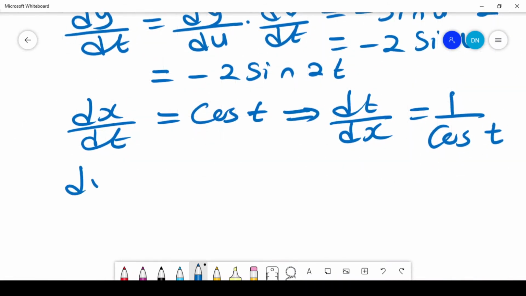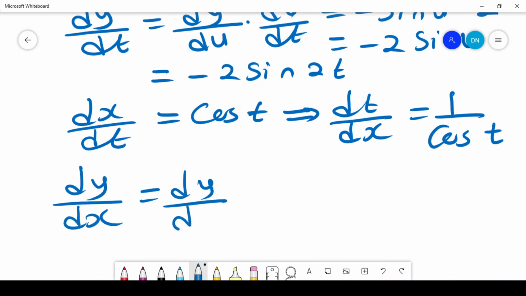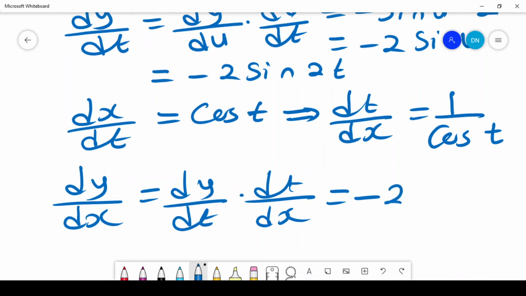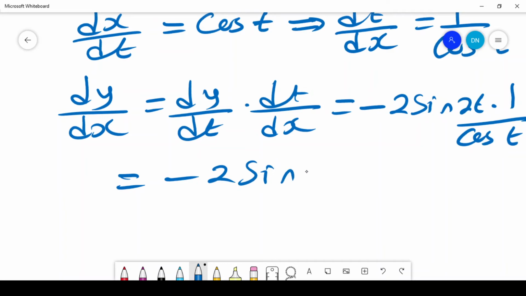So dy dx will be equal to dy dt times dt over dx, which is negative 2 sine 2t times 1 over cos t. That would give me the solution to that first derivative: negative 2 sine 2t divided by cos t. So that is a solution that we could leave there.